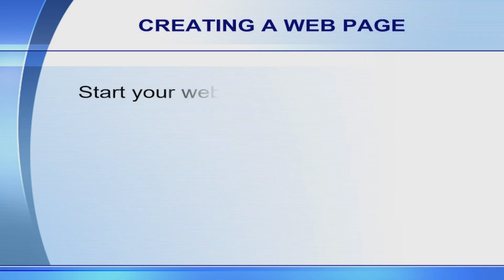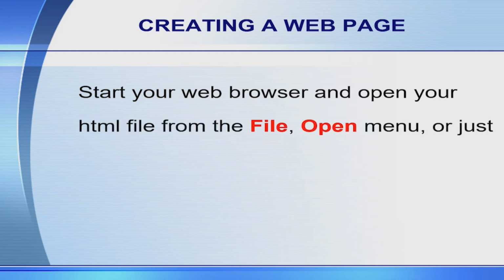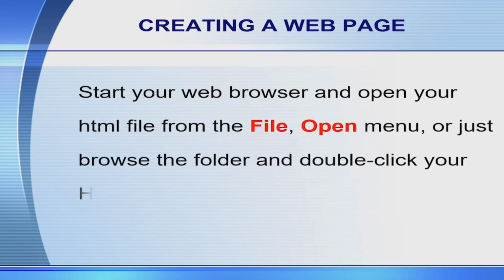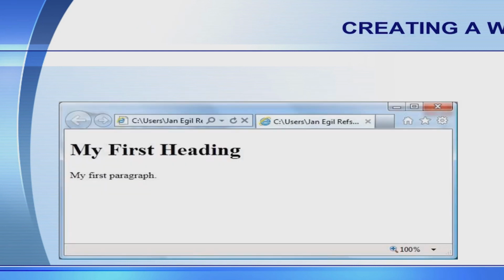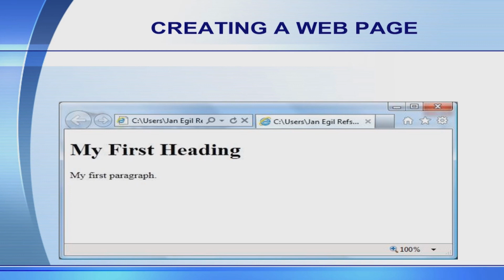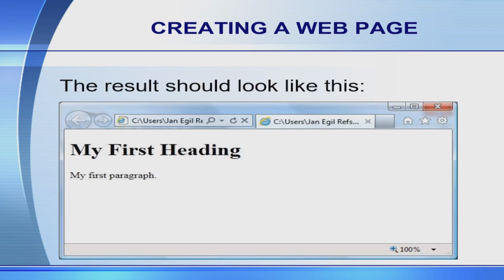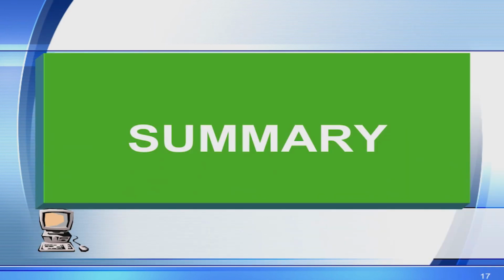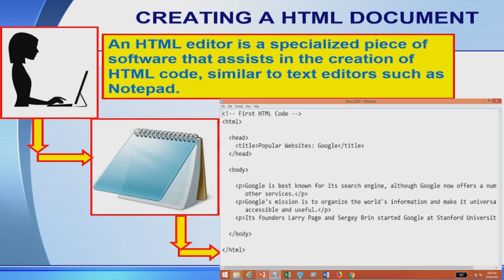The user can start the web browser and open the HTML document file created using the File Open menu, or just browse the folder and double-click the HTML document, and it will open in the browser. The browser will convert the HTML document into a web page, and the web page will be displayed on the screen to the user. To summarize, an HTML document can be created using an HTML editor.